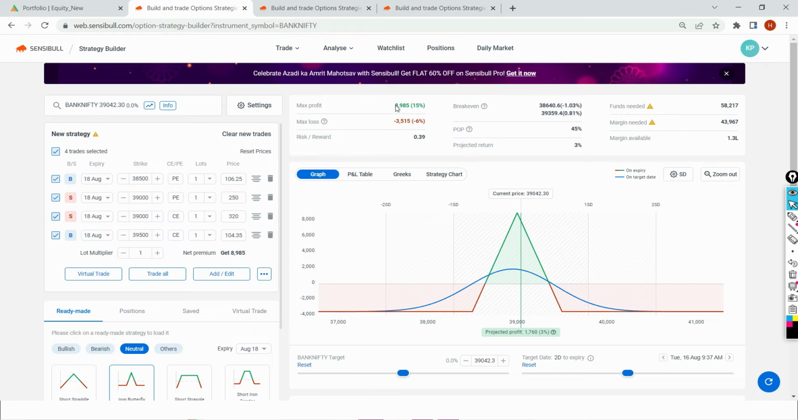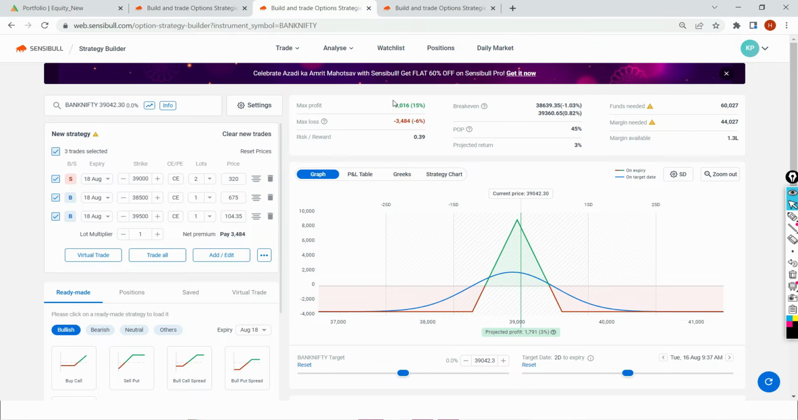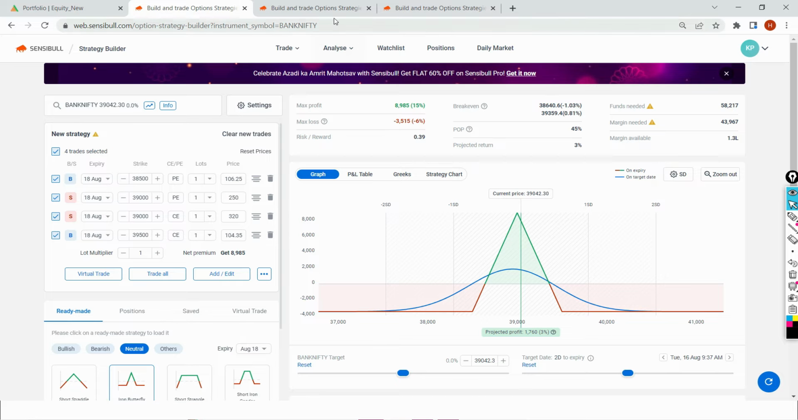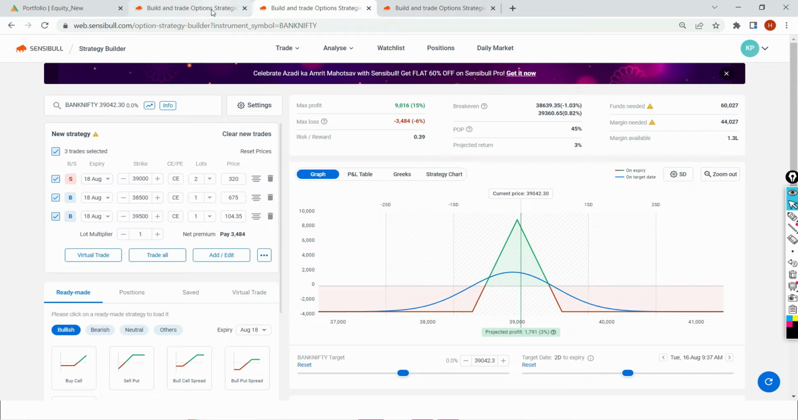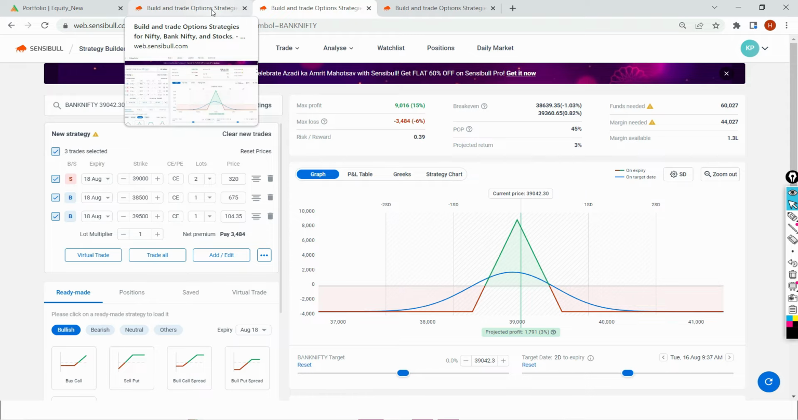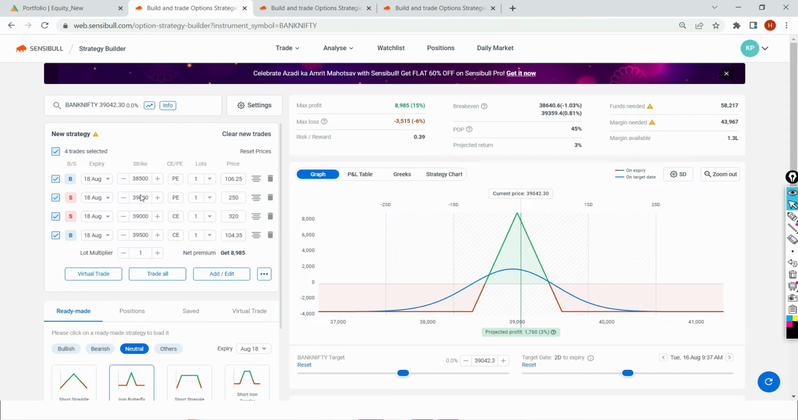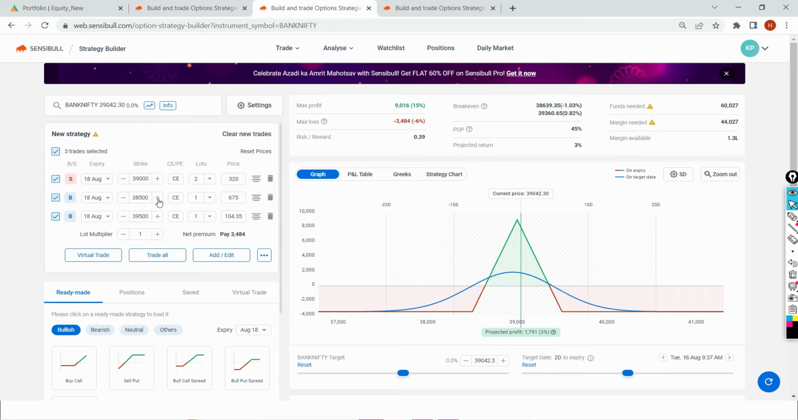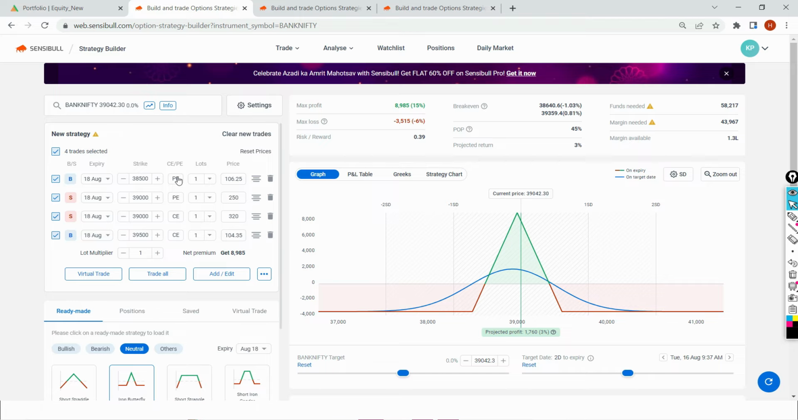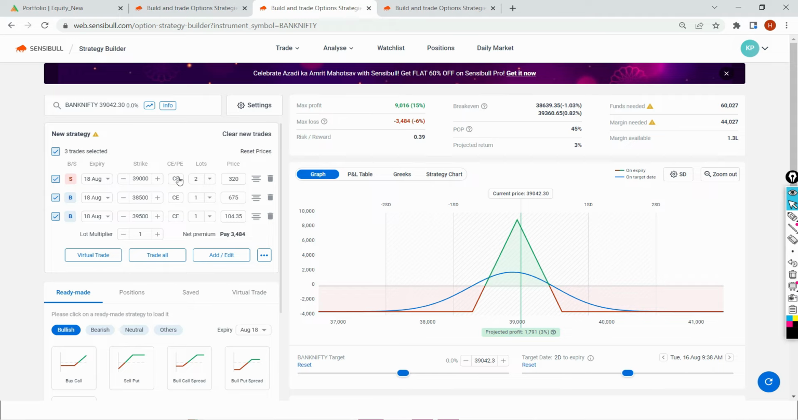All right, check the risk to reward of your ironfly. 8,985 more or less, 9,000, and 3,515. So I'm just proving to you that both ironfly and butterfly are same, provided you are selecting the same strikes. See, 39,000, 2 sold positions. In the butterfly we have 39,000, 2 sold positions, only calls. But your ironfly is a combination of put and call. Your butterfly is only call to call or put to put.